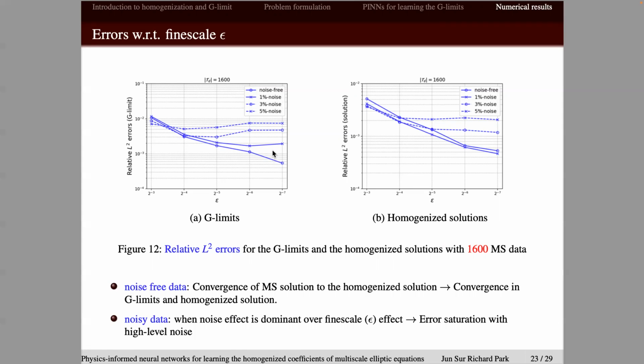But for some noise corruptions, we can see error saturation after reaching a certain stage. It's because we have this dominant noisy feature compared to the effect of the fine scale parameter epsilon. That means, roughly speaking, our noise is larger than our fine scale oscillation.